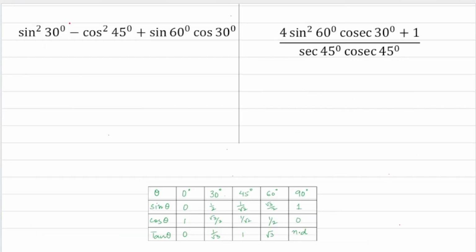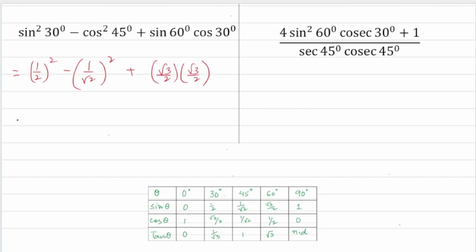My next question is sine square 30 degree minus cos square 45 degree plus sine 60 cos 30. So this will give me sine 30 is 1/2. So that's 1/2 square minus cos 45 is 1 over root 2. So 1 over root 2 square plus sine 60 multiplied by cos 30. Sine 60 is root 3 over 2. So root 3 over 2 multiplied by cos 30. Cos 30 is root 3 over 2.